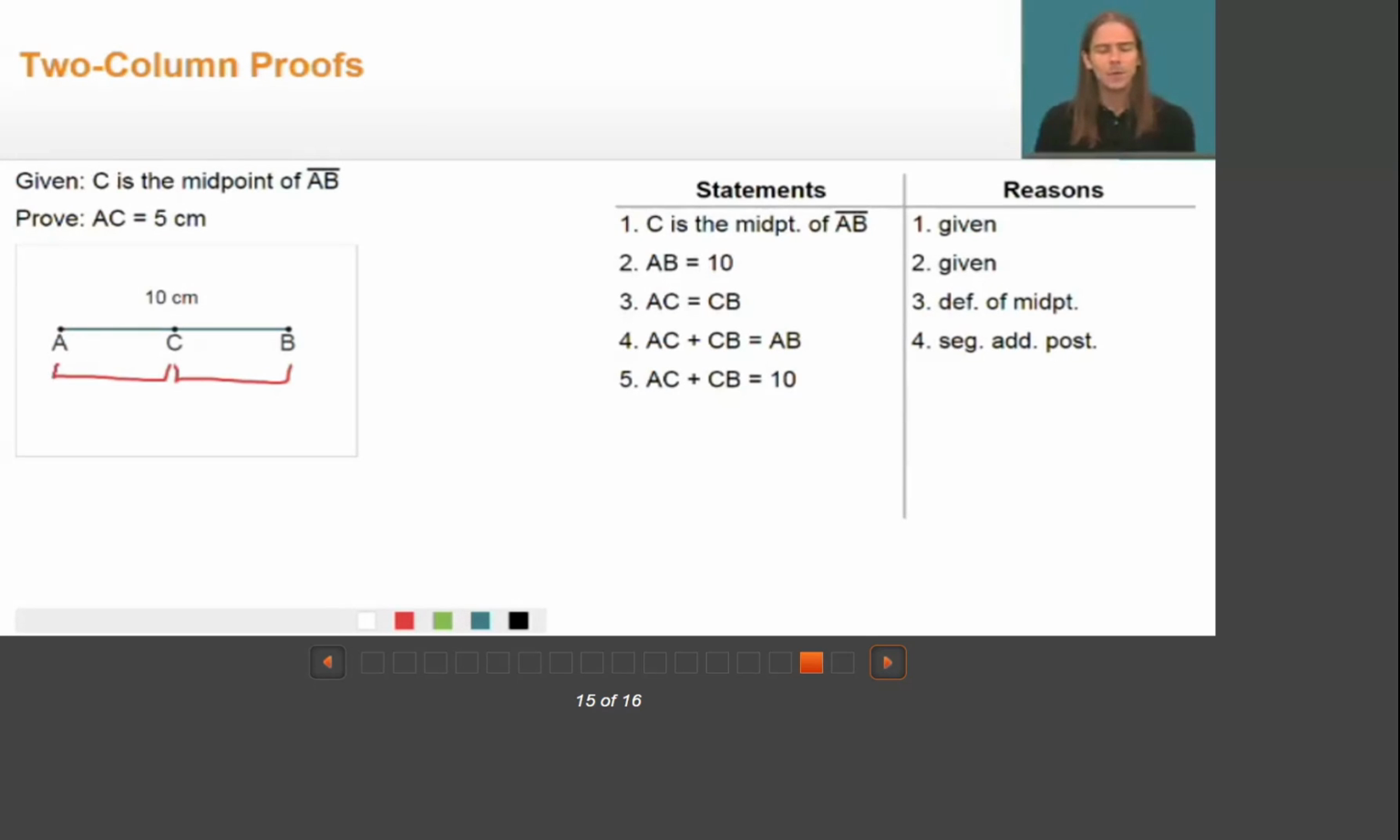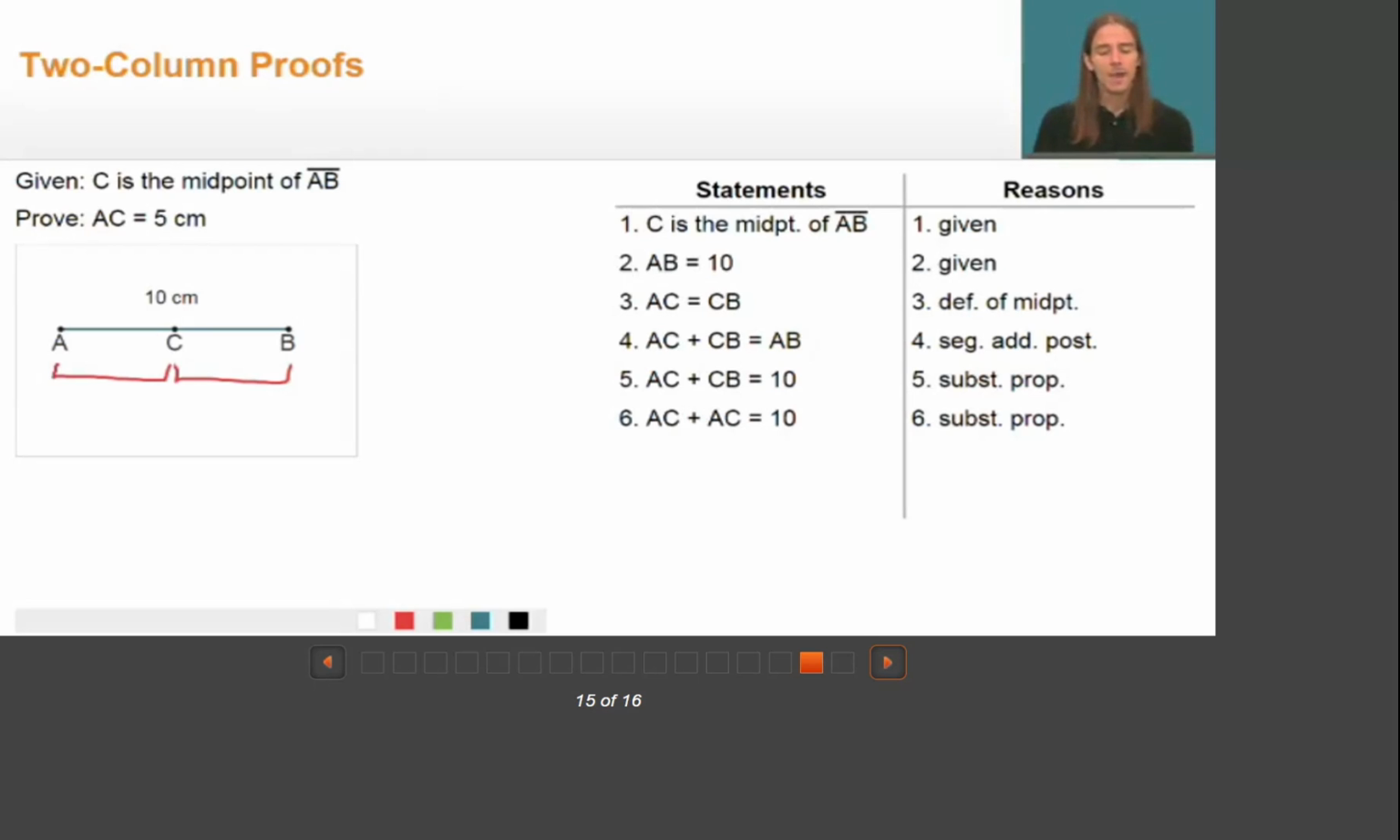After that, I'm going to use the information from steps 2 and 4 to conclude that AC plus CB equals 10. Notice that I'm just substituting in 10 for AB. And I also want you to notice that I don't have to use information that's on the immediate step prior. I can combine step information in any way that I like. The reason this is true is the substitution property.